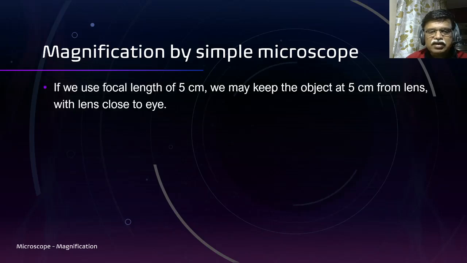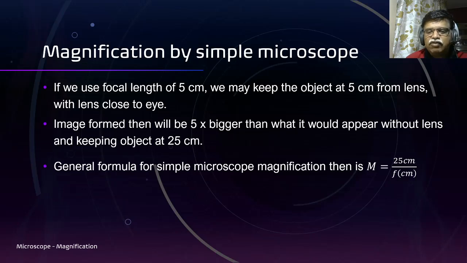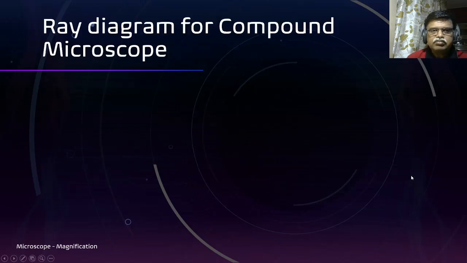Similarly, we can use different kinds of smaller and smaller focal lengths, and we can have larger and larger magnification. So the general formula for simple microscope magnification will be 25 centimeter divided by f, which is the focal length of the lens measured in centimeter. Now if we use a compound microscope, we use a lens system.